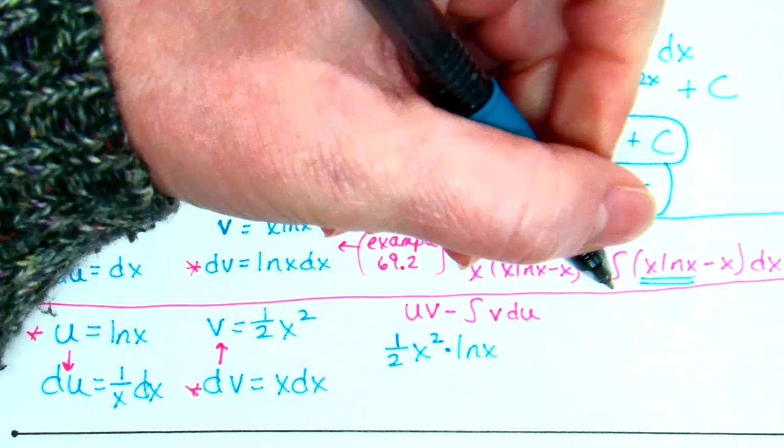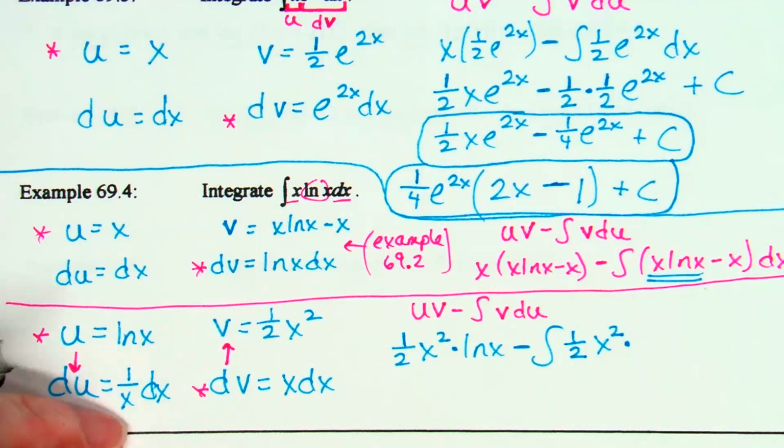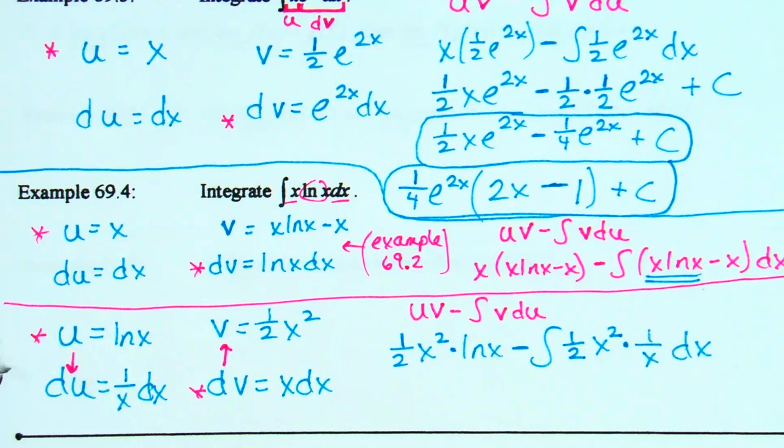V is 1/2 x squared times du. What's du? 1 over x dx. It's not just dx, right? I knew what you meant. So often du has just equaled dx, but it's not. Du is 1 over x dx. Now, good news is those pieces multiply together. It's not going to be a bad deal.